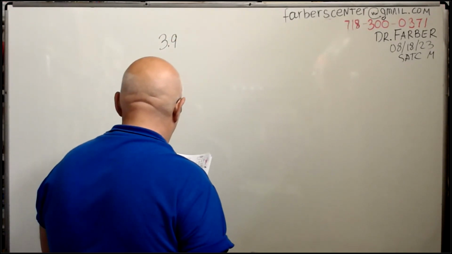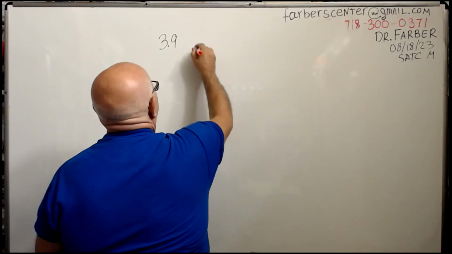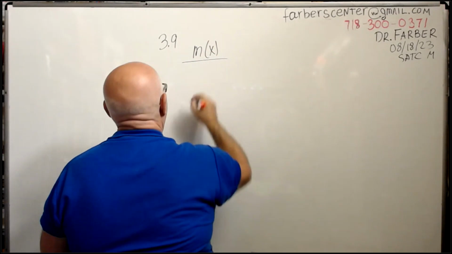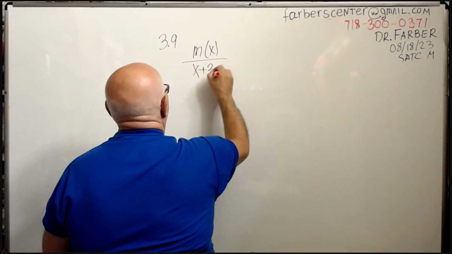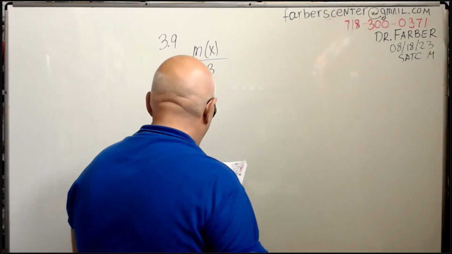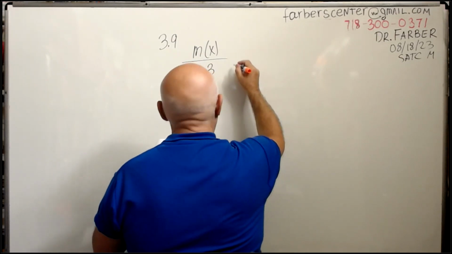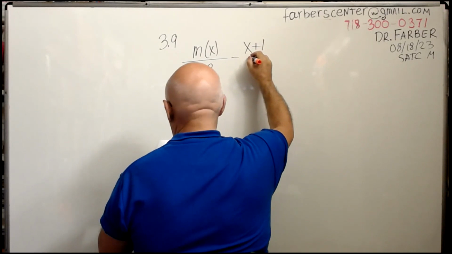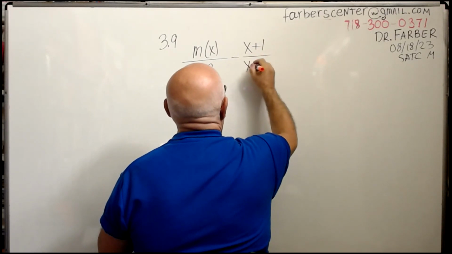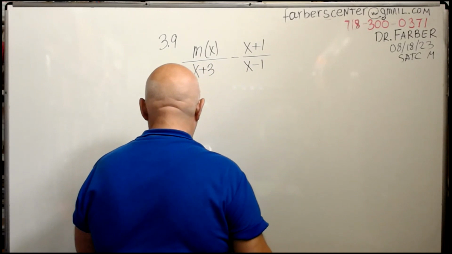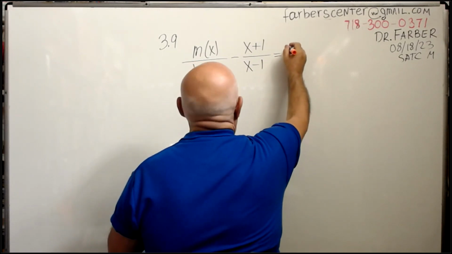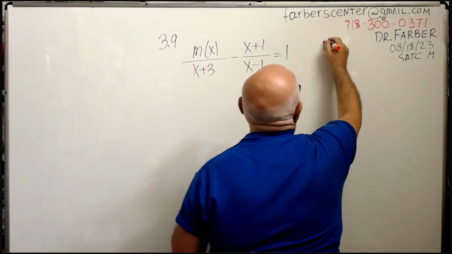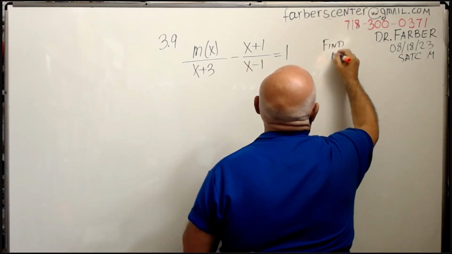What we have? m(x) divided by x plus 3 minus, I believe this is minus, (x plus 1) divided by (x minus 1). And this equals 1. And find m(x).